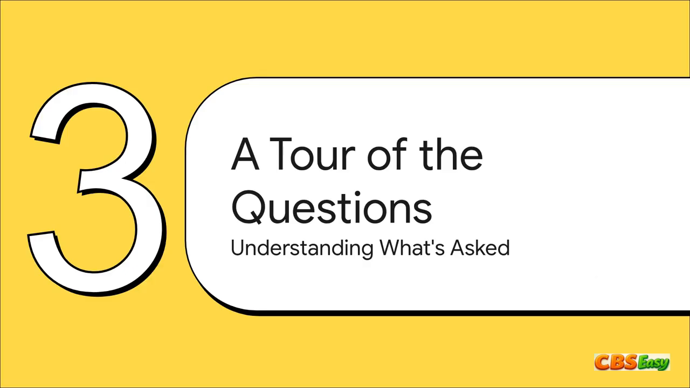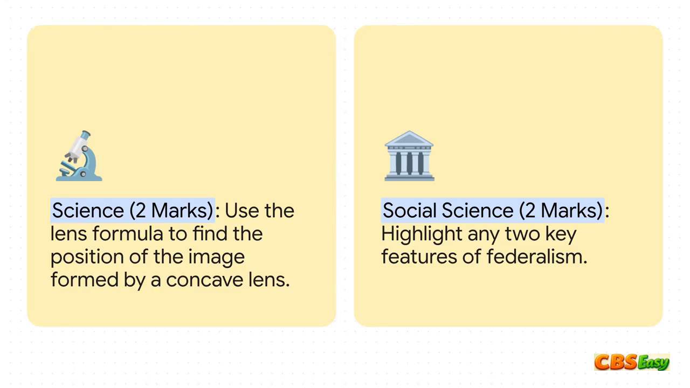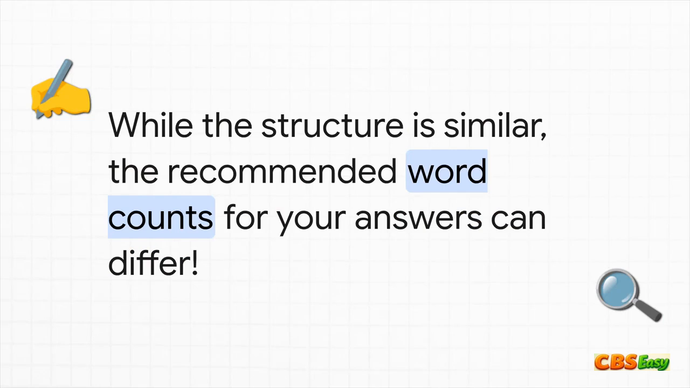So knowing the categories is one thing, but let's take an even closer look at the questions themselves. How does a very short answer in science compare to one in social science? Let's find out. And here it is, a perfect example. On the left, we've got a 2-mark science question that's a straightforward calculation. On the right, a 2-mark social science question asking you to list key features. The subjects are worlds apart, but the task? It's exactly the same. Give a quick, precise answer that gets right to the point for 2 marks. See the pattern?